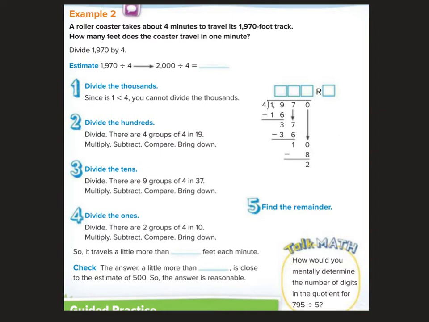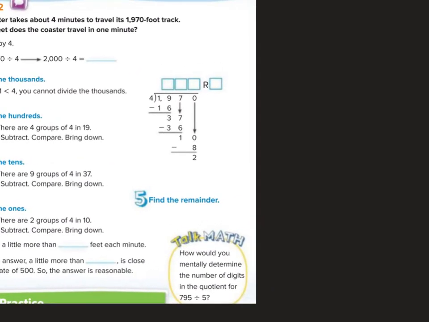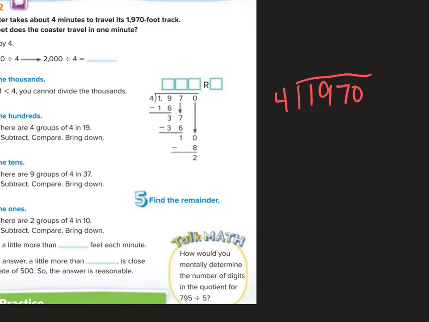Okay, a roller coaster takes about 4 minutes to travel its 1,970 foot track. How many feet does the coaster travel in 1 minute? Which means we have to divide it by 4, right? To see how long it would take in 1 minute. So here we go. I'm just going to rewrite this because I don't like filling in their tiny little things. They did all the work for us, and then we're not learning anything. So we have 1,970 divided by 4.